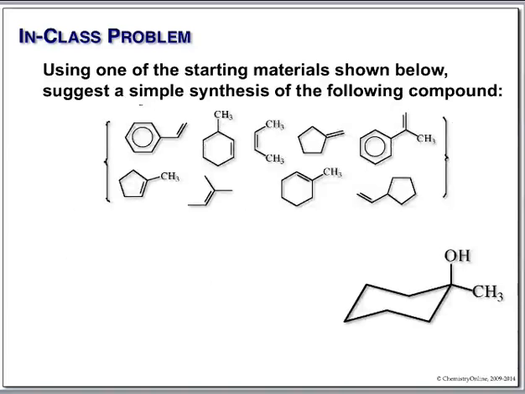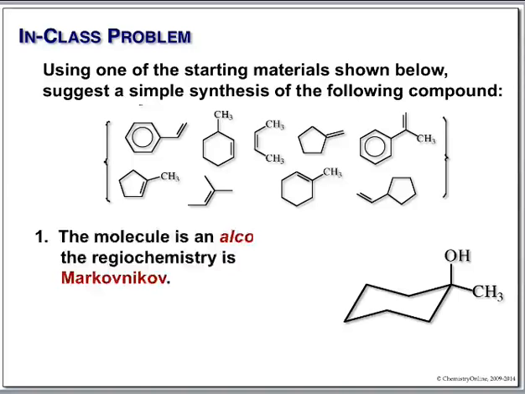Different set here. Making a simple alcohol. It's 1-methylcyclohexanol. We don't know how to name it yet, don't worry. All right, so it's an alcohol. This is bonded to our tertiary carbon, so it's Markovnikov.